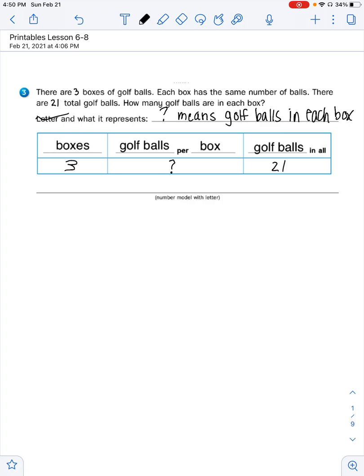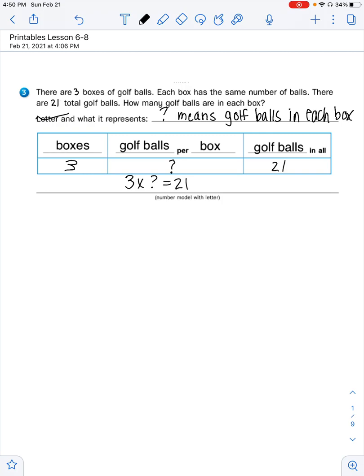Okay, so make sure when you're writing a number model that you don't write in a number where that question mark is. They are just asking you to write it with the question mark, or like we had done last week with the letter. Okay, so 3 times question mark, because we don't know, equals 21.